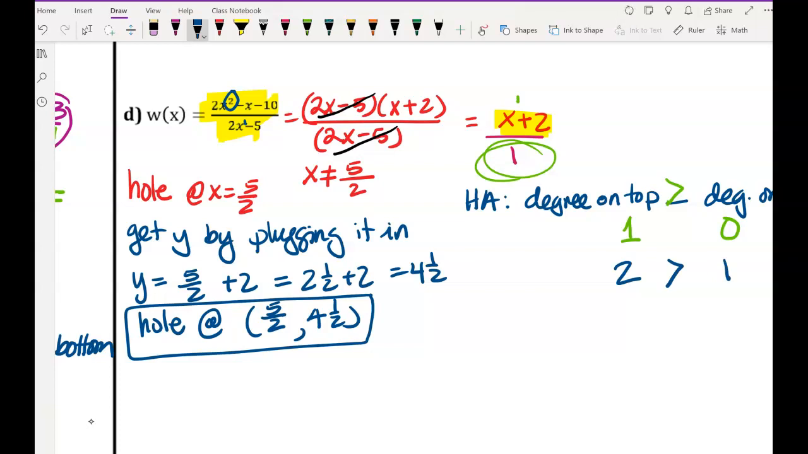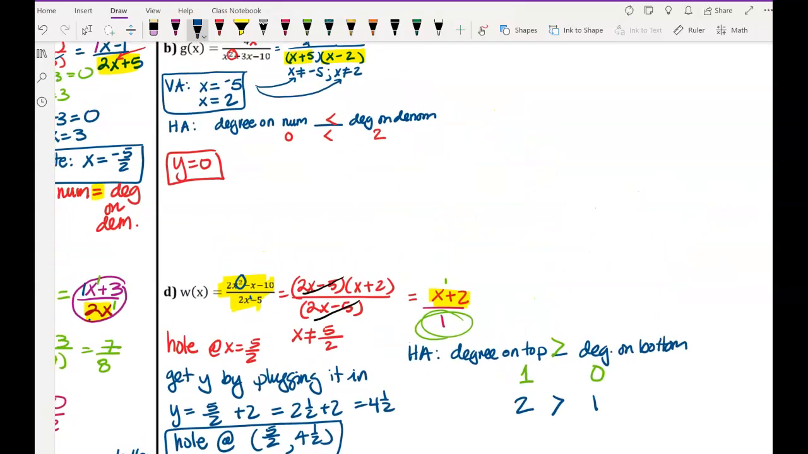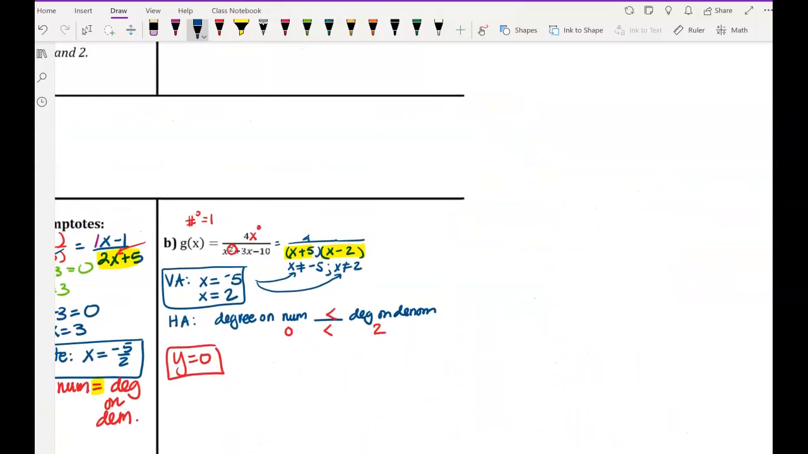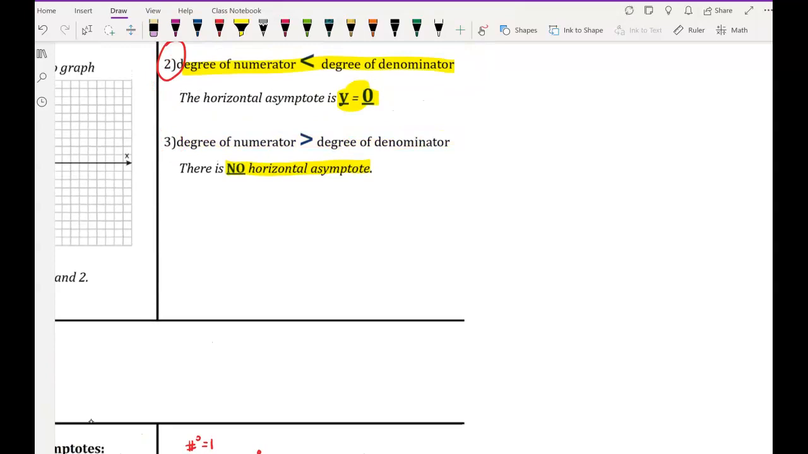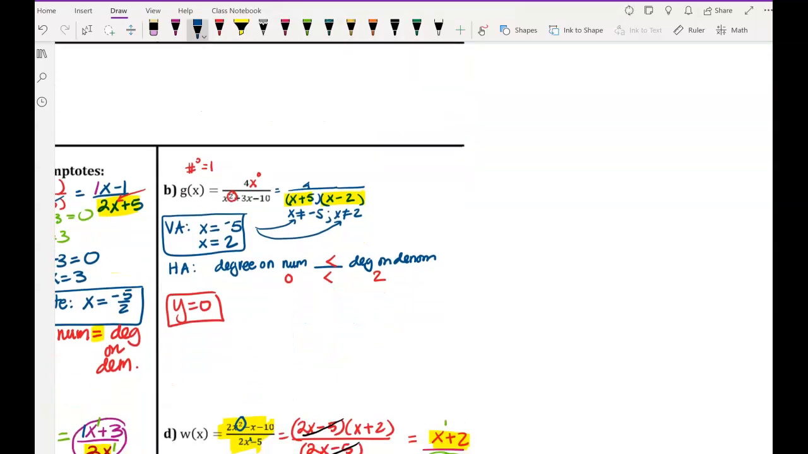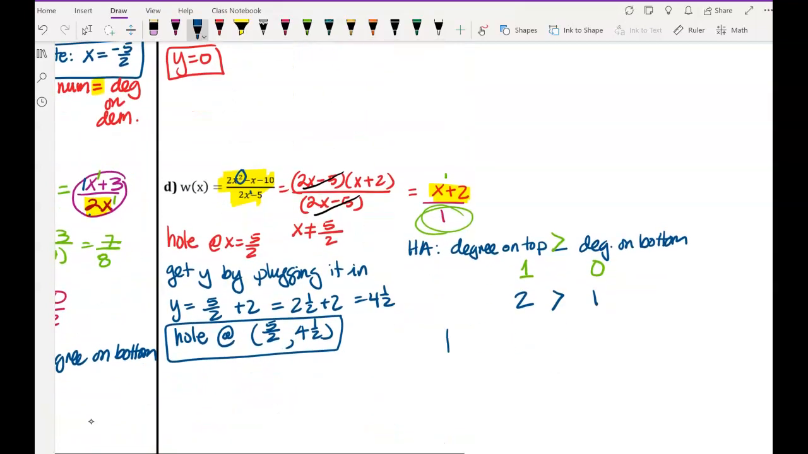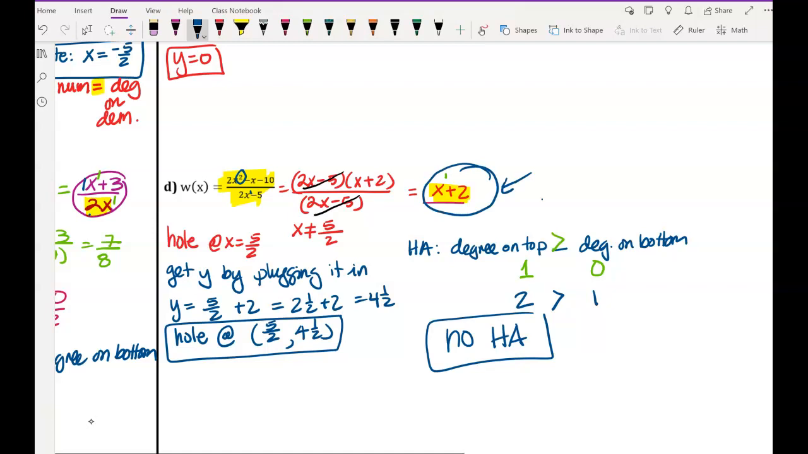So because the degree on the top is bigger than the degree in the bottom, we roll up. This is a new one for us. Case number 3, that means there's no horizontal asymptote. Well, the reason there's no horizontal asymptote, no HA, guys, is because look at our reduced form. This is a line. Okay, this is a line.